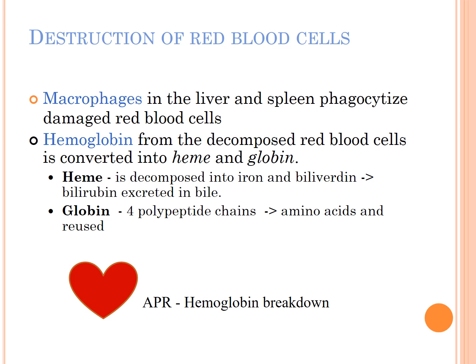They are small enough to fit through the tiniest capillaries and become somewhat frayed and damaged. Macrophages in the liver and spleen phagocytize red blood cells that are old. What to do with the leftover hemoglobin?